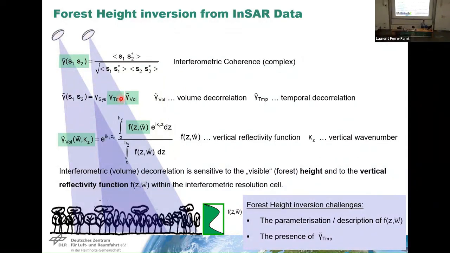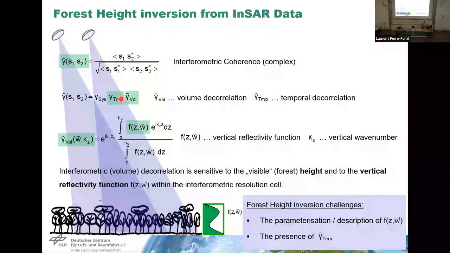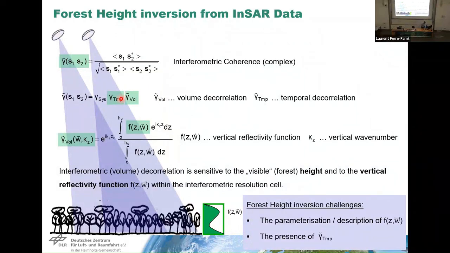So what is more important is that if you like to invert your structural parameter, you need to have a volume decorrelation. And to have a volume decorrelation, you need a baseline. So temporal decorrelation is not so critical as long as it's not too low. But the availability of a baseline is extremely critical, because without a baseline, you have no inversion at all. You will see this later also in an example. Good, then.